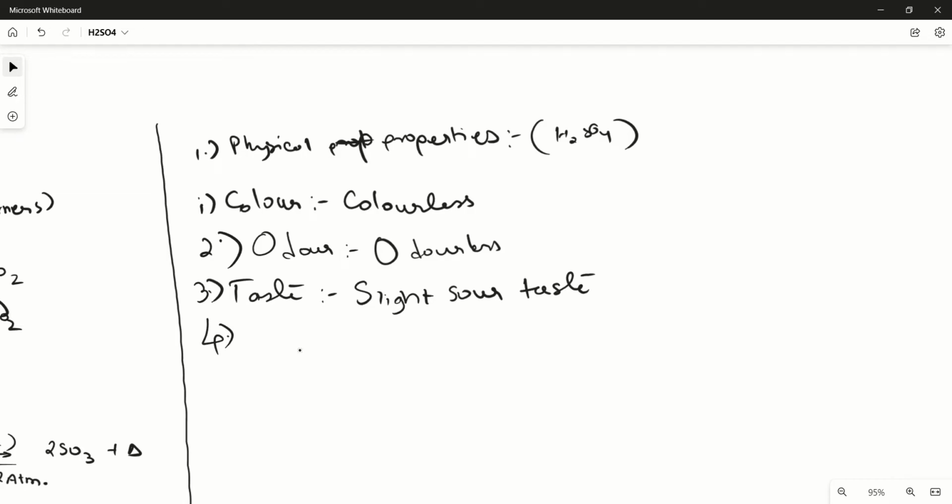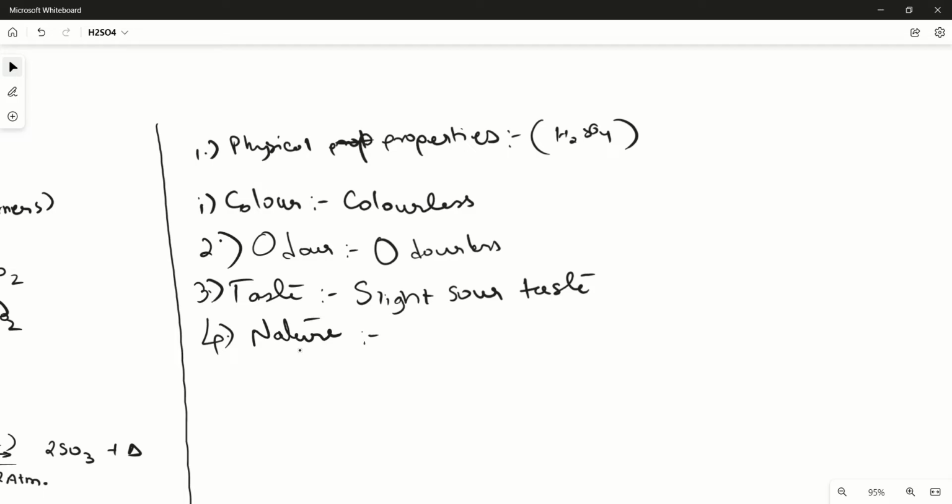Of course, it's an acid. I think you've all had a lemon or an orange. They all have natural acids inside them. They're very weak, so they don't really hurt you, but of course, they're sour. So naturally we understand that H2SO4 will also be sour.